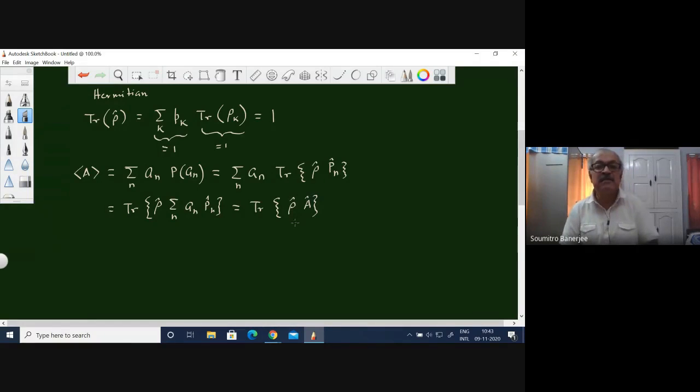We have already seen that. In the things that I just erased, you just look at your class notes, you will find that this is something that we obtained earlier. So in this case also that property carries. If I want to find out the expectation value of any observable, all I need to do is to obtain the matrix of that observable, multiply by the density matrix, and take the trace. So it is actually pretty simple.